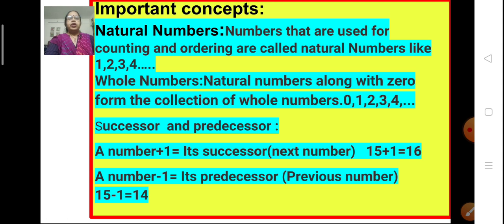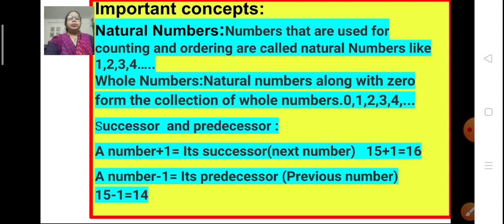So, what is the smallest natural number? That is 1. And what is the smallest whole number? That is 0. Do we have a predecessor for natural number 1? No, because natural numbers start from 1. Do we have a predecessor of the whole number 1? Yes, we have 0. And do we have a predecessor of 0? No. So whole numbers start from 0.